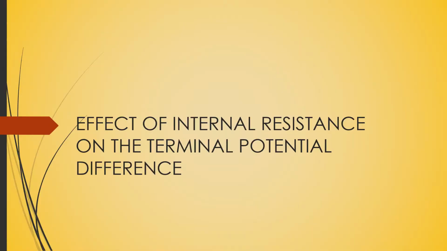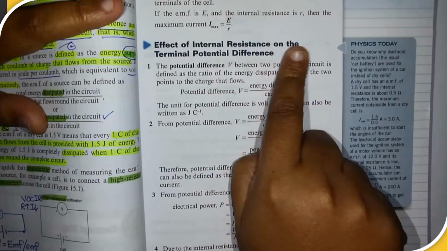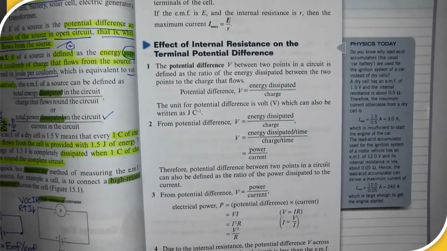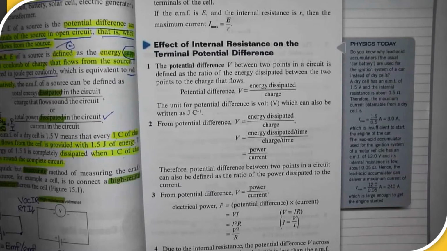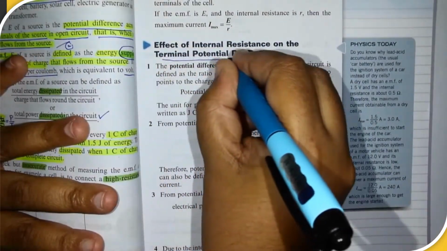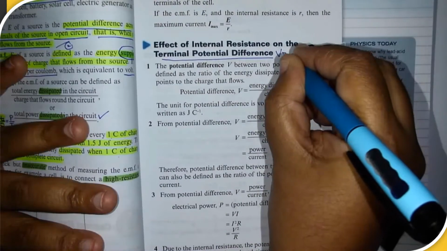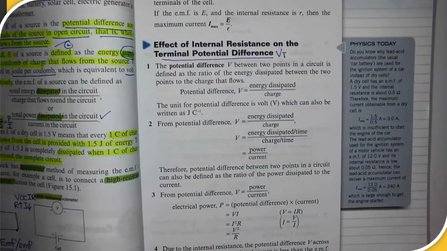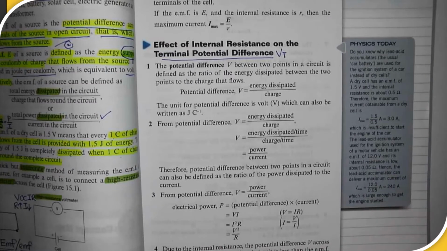And now let's understand how an internal resistance in a cell can affect the terminal potential difference in a circuit. On the effect of internal resistance on the terminal potential difference. Okay, terminal potential difference is referring to VT. How does the internal resistance of the battery affect the terminal potential difference? So before we go to the main concept, let's look at certain facts here one by one.